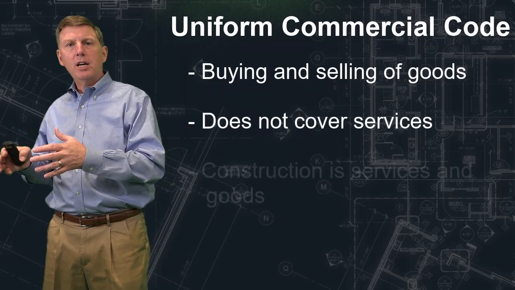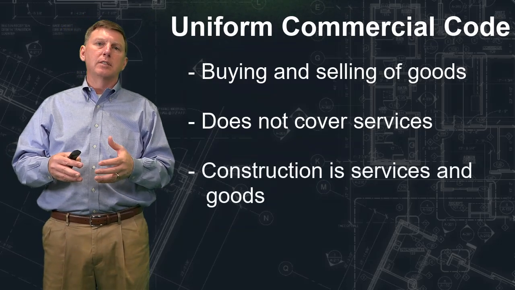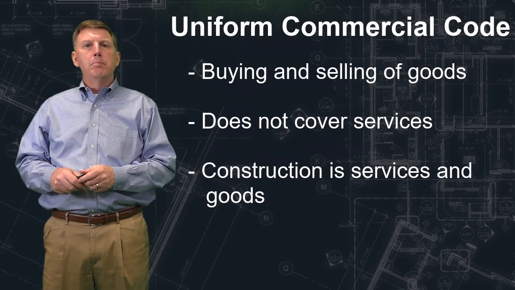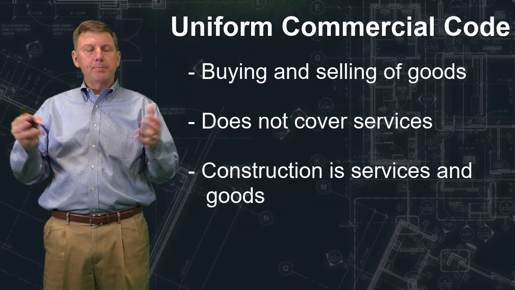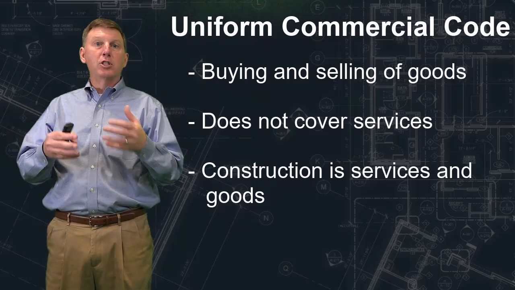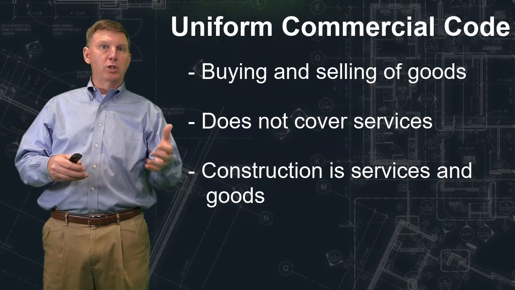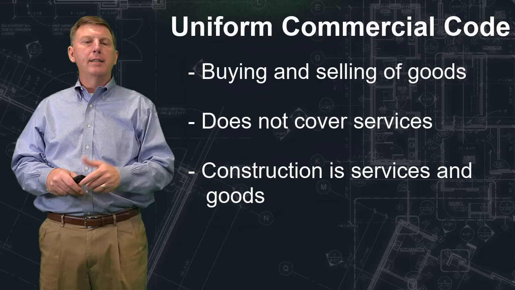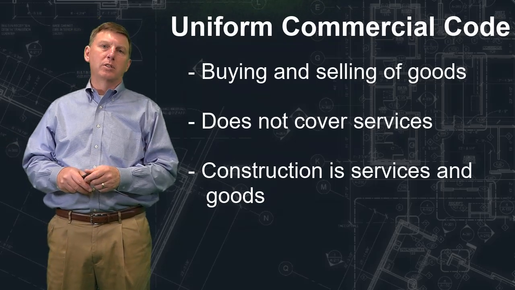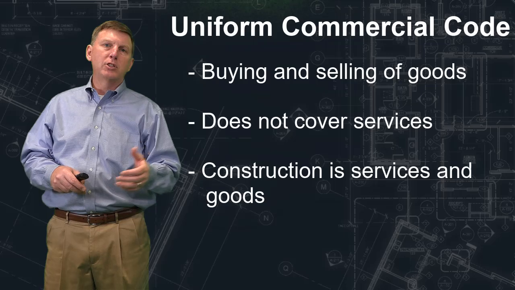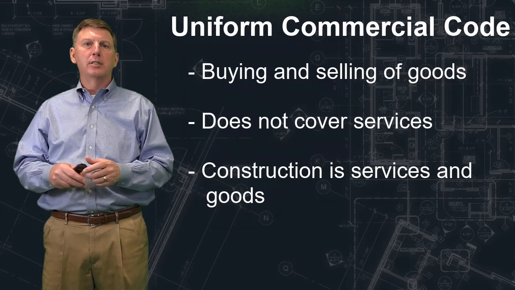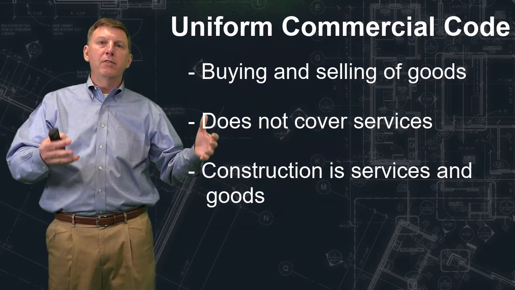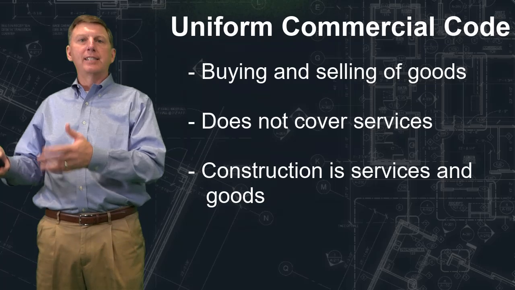So when you think of construction, most people think of services, and therefore the Uniform Commercial Code would not apply. But court cases have shown that if the goods and services being offered are more goods than services, then the Uniform Commercial Code does apply. Take, for instance, the installation of garage doors. If the selling of a garage door comes with the installation, it probably falls under the Uniform Commercial Code because the selling of the door is more significant than the installation of the door.